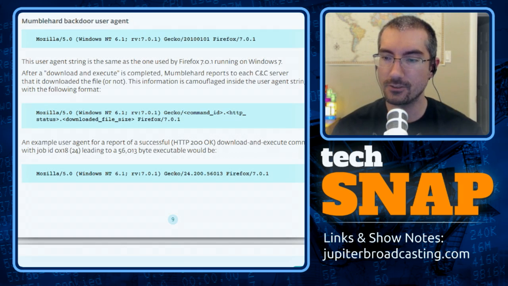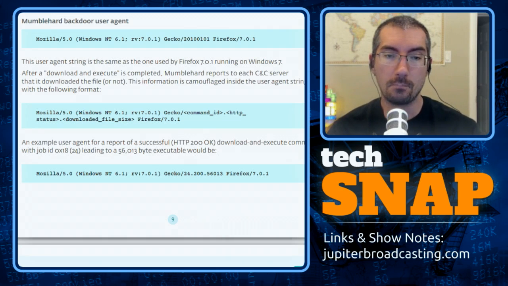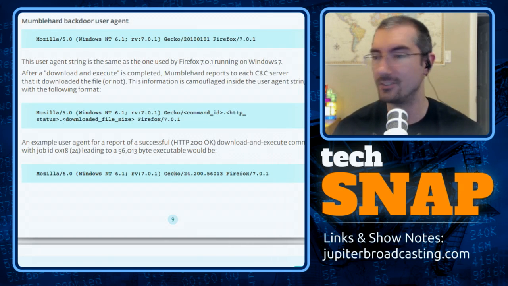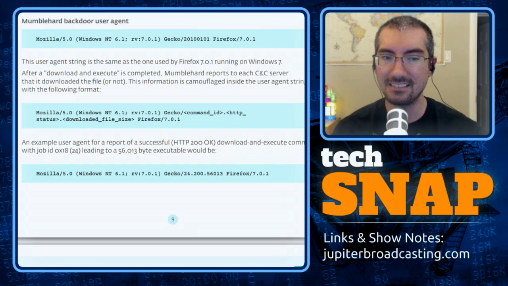But anyway, part of the Firefox version number is Gecko/ and then a date stamp, right? Like 2011-01 for the version of Gecko, which is the rendering engine that actually draws the website, kind of like WebKit for Safari and Chrome and so on. Well, when the virus does a post, instead of sending that date stamp, it sends a command ID number, like 24, then the HTTP status code, 200 or 400, 404, or 500, whatever, and then the number of bytes it actually downloaded when it downloaded a file.